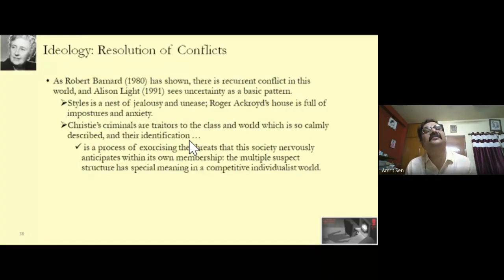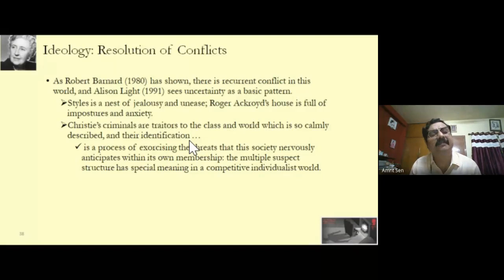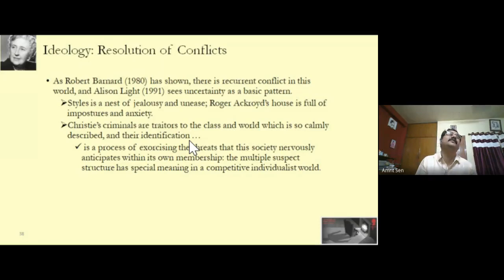The ideology of detective fiction, which we have talked about repeatedly: resolution of conflict, preservation of the status quo, that there is a recurrent conflict in this world, and uncertainty is the basic pattern. Styles is a nest of jealousy and unease. Roger Ackroyd's house is full of impostures and anxieties. That is, Agatha Christie is saying that within all of us there is a potential criminal. We can commit petty thefts, we can lie, we can conspire, we can speak against one another, right? So human nature is not very pleasant. It is extremely gray. It has shades of black within it, that within every character there is a potential criminal.